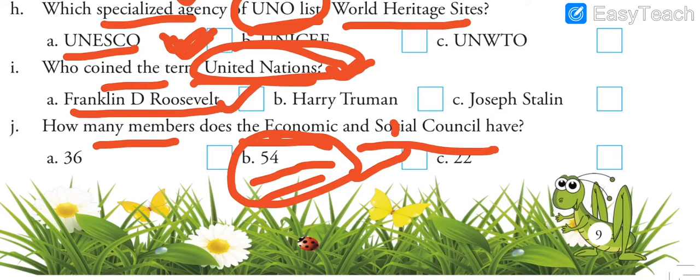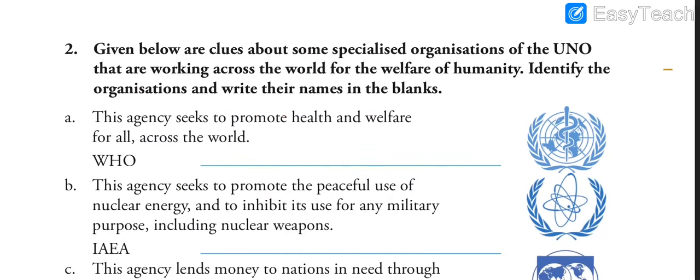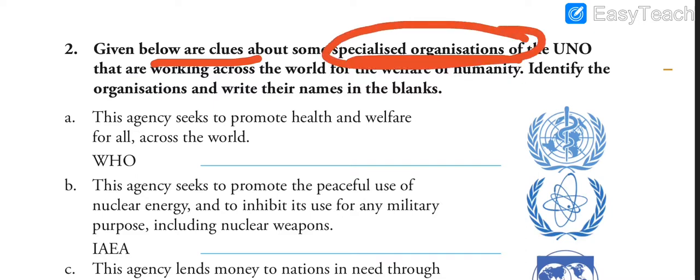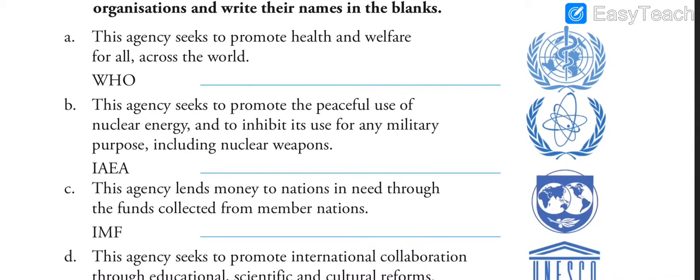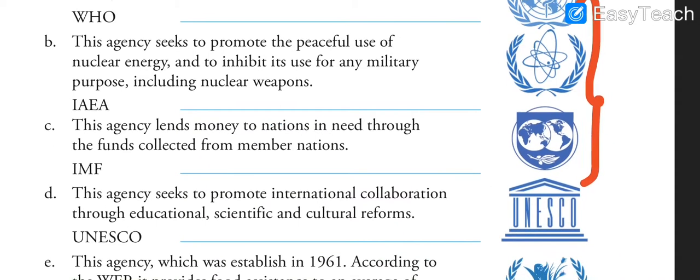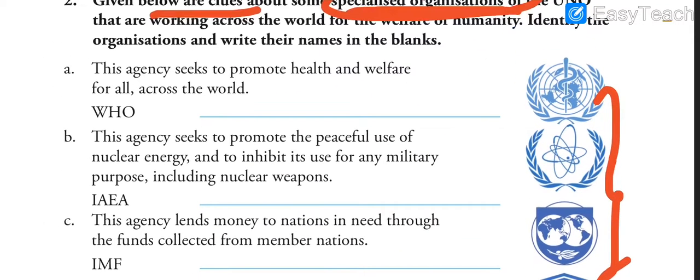Now, moving ahead and continuing this topic, here are some clues given about some specialized organizations. We have been answering some questions regarding specialized organizations. One was UNESCO, right? UNESCO was for the World Heritage Sites, which lists all the World Heritage Sites. So similarly, we will be studying some of the specialized agencies of the UN, and there are some hints given on the basis of which you have to answer these questions.